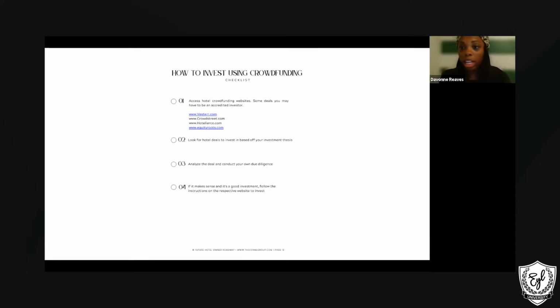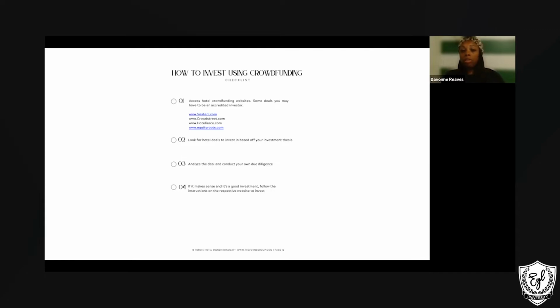For those who don't know, an accredited investor is someone who makes over $200,000 a year, and they have a net worth of $1 million or more. So that is an accredited investor. And a lot of times with these crowdfunding websites or even investment deals, you have to be an accredited investor. CrowdStreet, you have to be an accredited investor to invest.